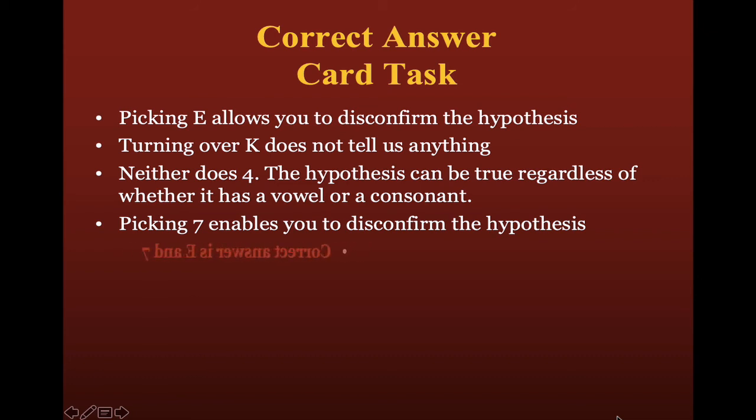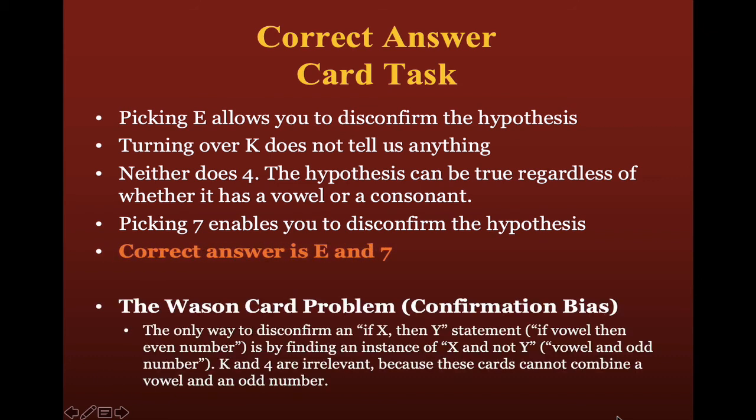So what I want you to think about is this idea of confirmation bias, in that people tend to look for evidence that confirms what they are trying to test instead of trying to find evidence that would enable them to disconfirm what they're testing. So it's a little bit counterintuitive. The goal here is to open up your hypothesis to being disconfirmed, and E and 7 are the cards that would enable you to disconfirm the hypothesis. That's why E and 7 are the correct cards to turn over.